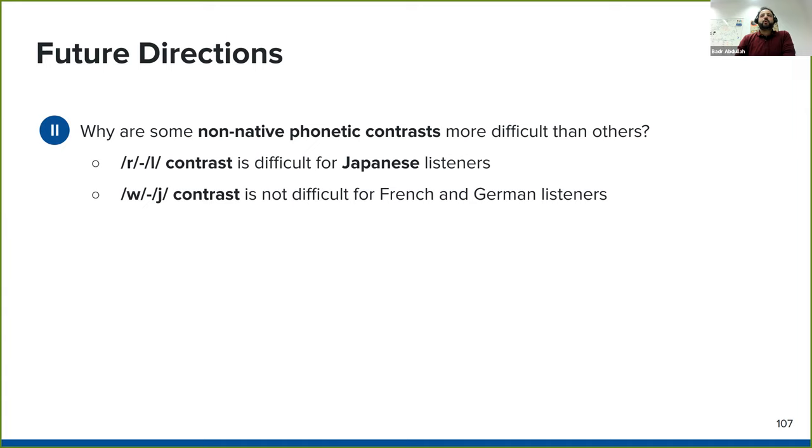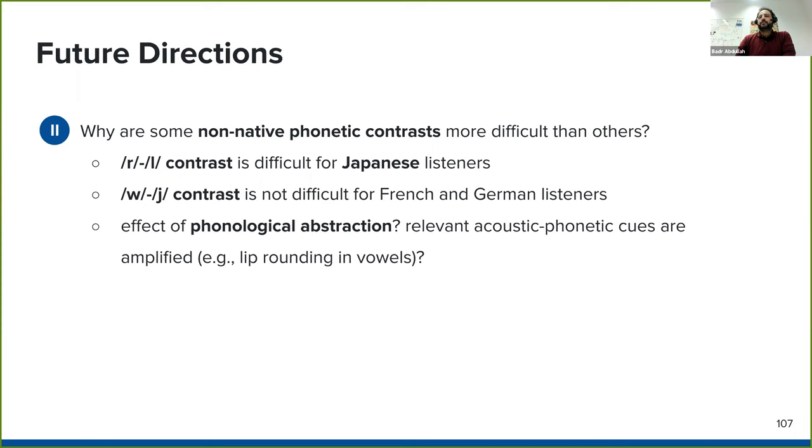So there is no wa sound in German. The W in German is pronounced as va, and a lot of German speakers cannot produce the wa sound if they did not study, maybe in English, and tried hard. Nevertheless, in speech perception experiments, it seems that native L1 German listeners can tell the difference between the W and the Y sound. And this is probably due to the phonological abstraction.